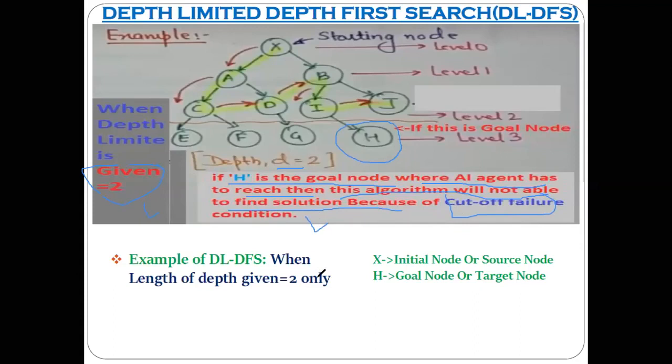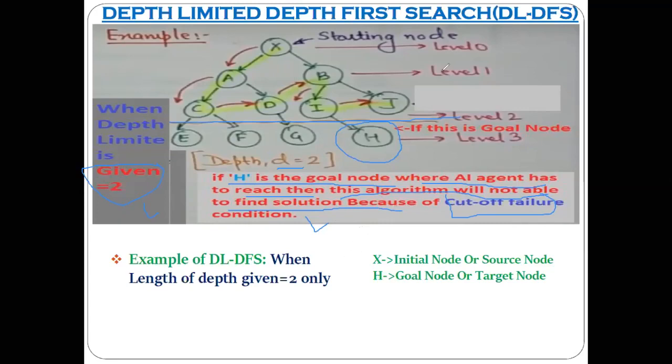Correct or not? Because if your goal node is out of range, according to the property of depth limited DFS, you cannot cross this level. And that's why this is referred to as incomplete. One property related to this is incomplete: if your goal node is out of the range of the depth, you may not be able to reach that goal node.